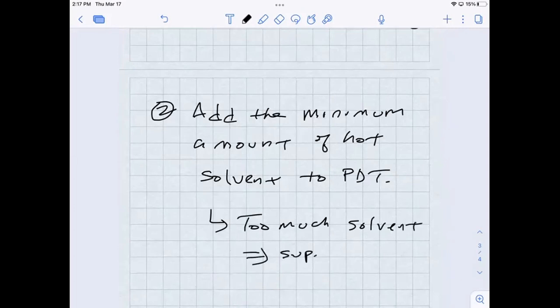And that's bad. It's not impossible to recover your stuff, but it's an extra step. And when you're working in synthesis, extra steps are always bad. You always wanna do as few steps as possible to get to your stuff.